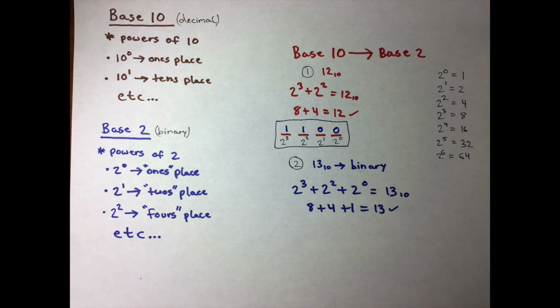Also, if you want to convert 13 base 10 to base 2, we will just need a 2 to the 0th power added onto our 2 to the 3rd and 2 to the 2nd. So 8 plus 4 plus 1 is equal to 13. And please leave any comments regarding any questions you have about this, because this can be a pretty tricky topic.